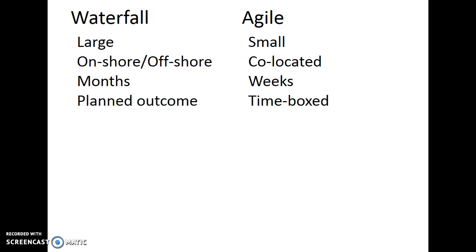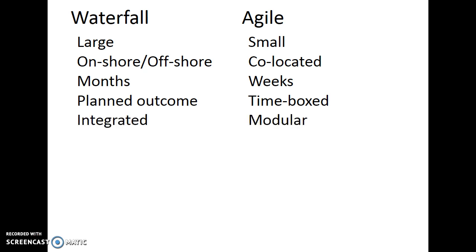The waterfall method has a well-defined outcome. Before you start writing code, you know what the outcome is going to look like. In Agile, you really don't know what the outcome is going to look like. Instead, you set a time limit and you do as much as you can inside that time limit.